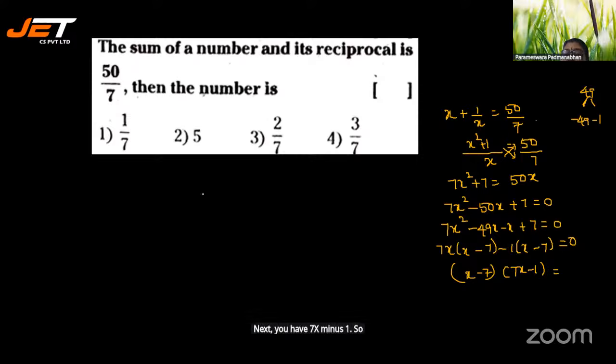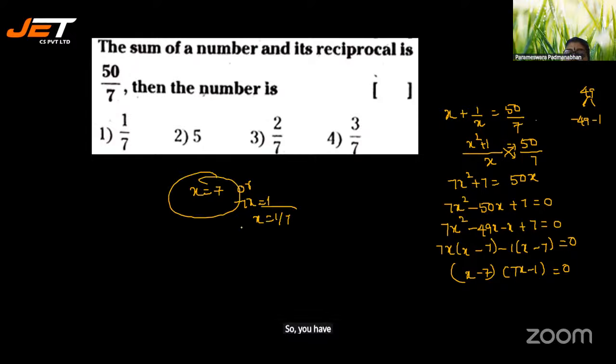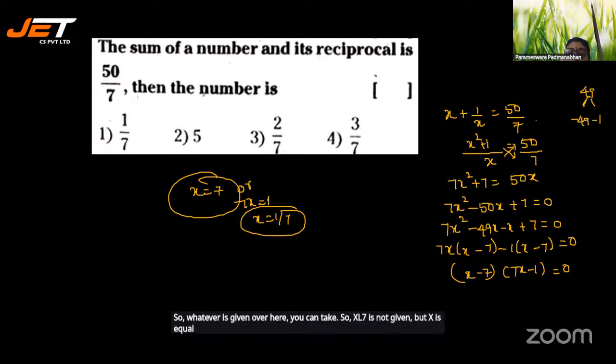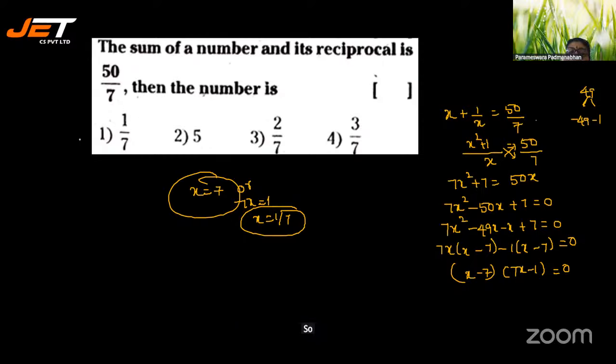So x is equal to 7 or 7x is equal to 1. X is equal to 1 by 7. So you have two numbers, x is 7, x is 1 by 7. So whatever is given over here, you can take. So x is 7 is not given, but x is equal to 1 by 7 is given. So your answer must be 1 by 7. All right, students. So hope you all have understood this, and let's see how many of you have answered this.